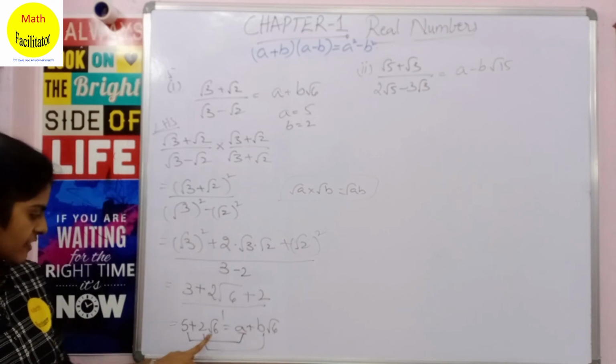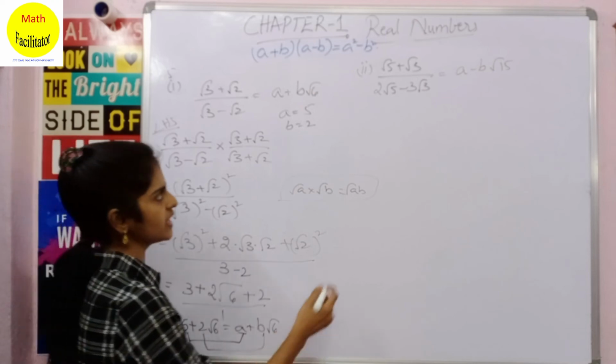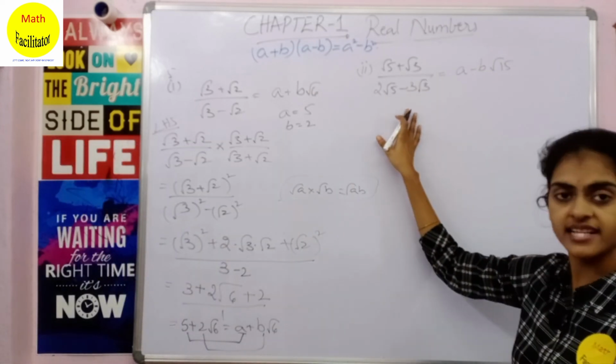Here in the place of a you have 5 and in the place of b you have 2. Very simple. Now let us take the second problem. Here also you will firstly rationalize the denominator.